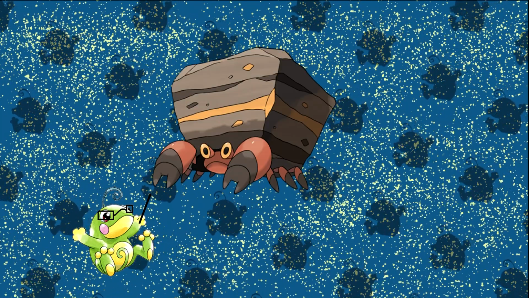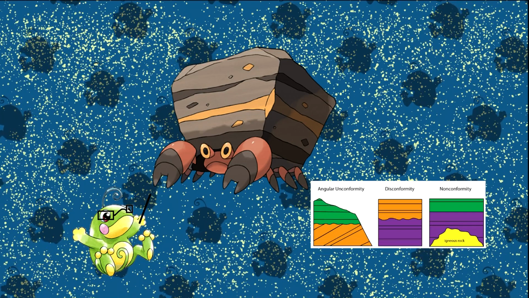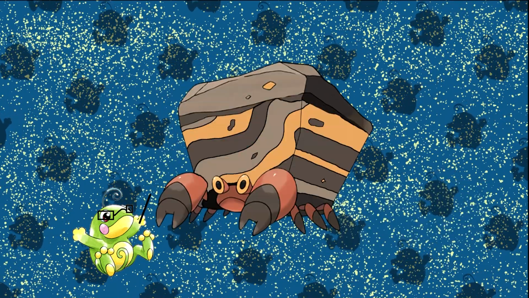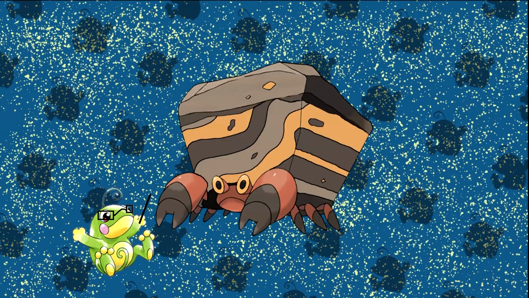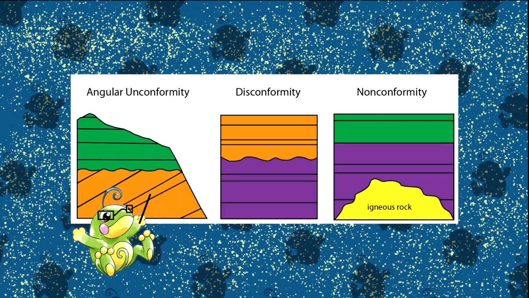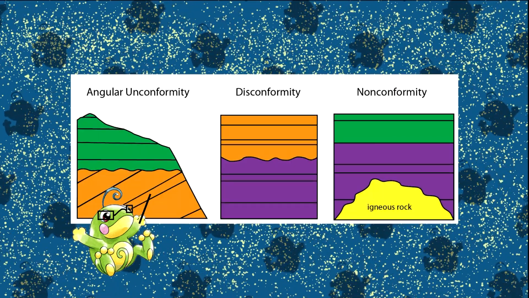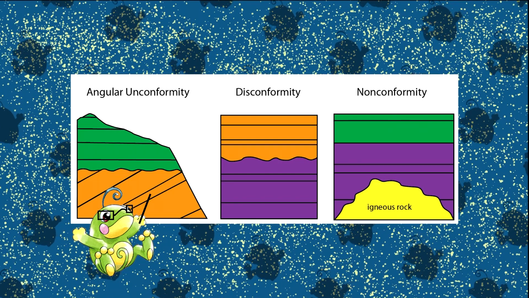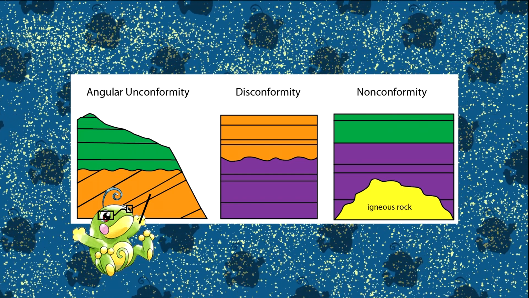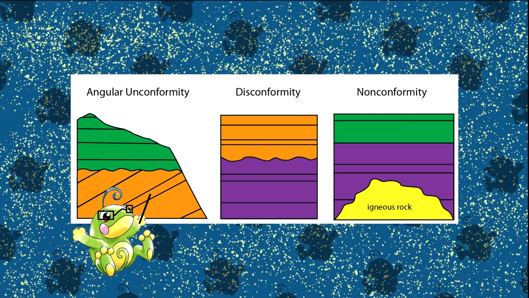With Crustle, we don't see any unconformities with his layered house, which is unfortunate because an angular unconformity Crustle would be pretty cool. In essence, these unconformities really just show that sediment deposition isn't continuous over time, and breaks in sediment deposition are needed for these unconformities to form.